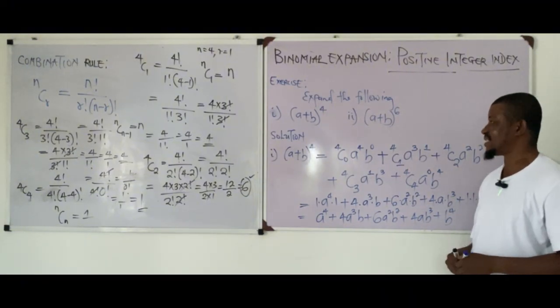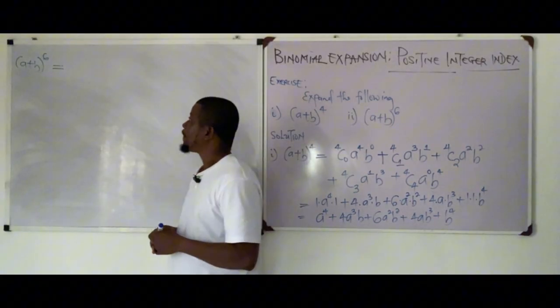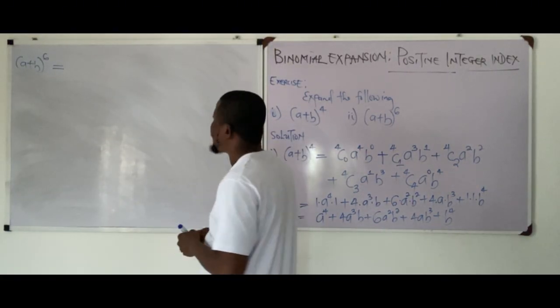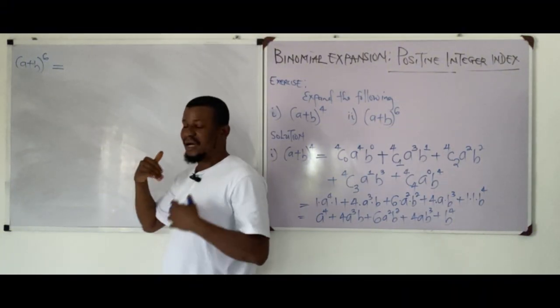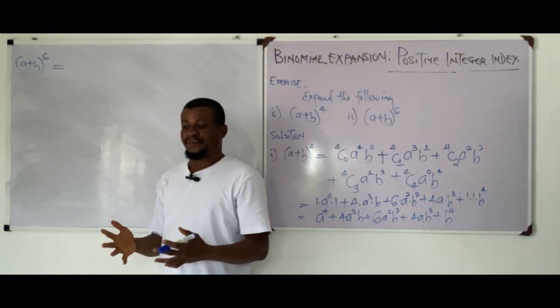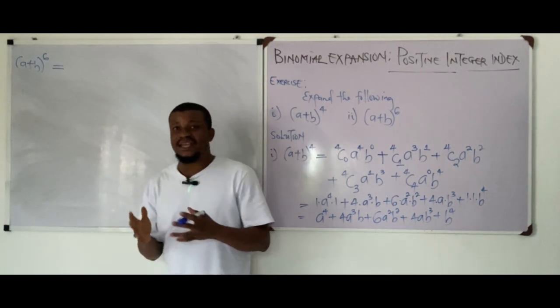Now let's try the next example and see how it's done. Let's look at the next example: a plus b to the power of 6. Let's approach it directly, and I want you to understand the approach thoroughly. Now, we have a plus b to the power 6.